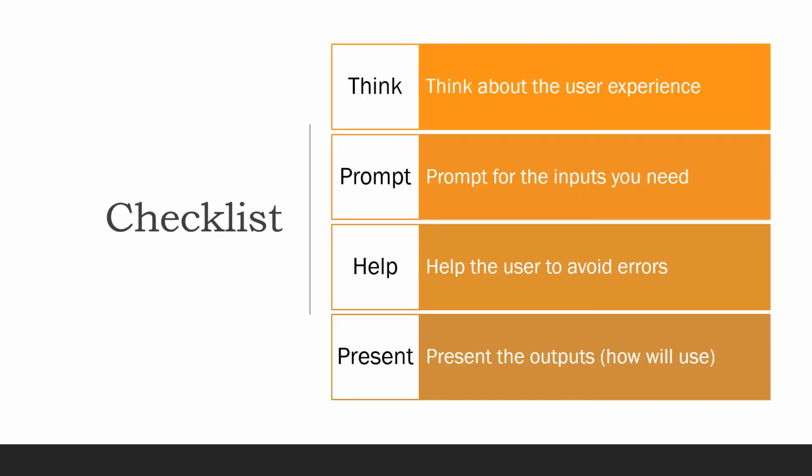Let's just go back over how we can make sure our programs are user-friendly. Think about, this is the most important thing, think about the user and what their experience is when they use your program. Include prompts for the inputs you need, help the user to avoid errors, and present the outputs in a format that reflects how they're going to use the result. Do they need a huge amount of precision? Is rounding it to the nearest decimal place going to be okay? As I said before, just think about the user and what you can do to help them, and then your programs will be user friendly.